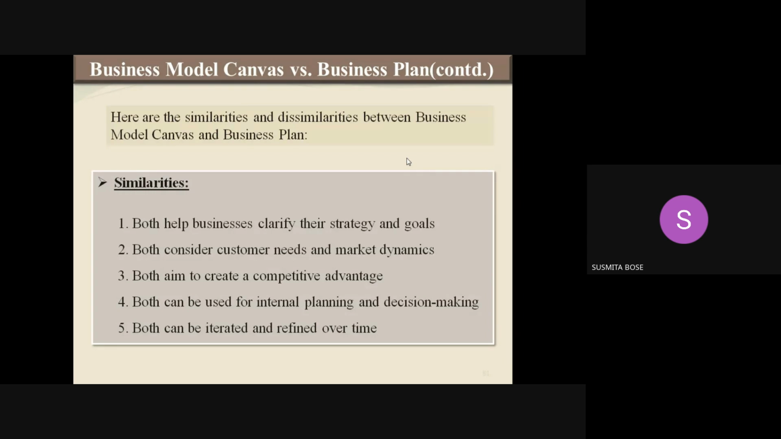Both help business clarify their strategy and goals. Both consider customer needs and market dynamics. Both aim to create a competitive advantage. Both can be used for internal planning and decision making. Both can be iterated and refined over time.